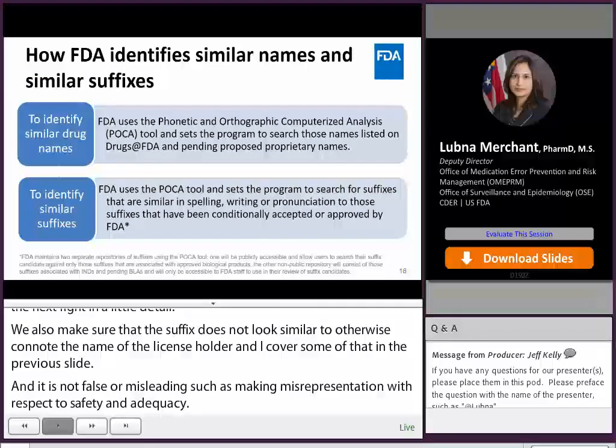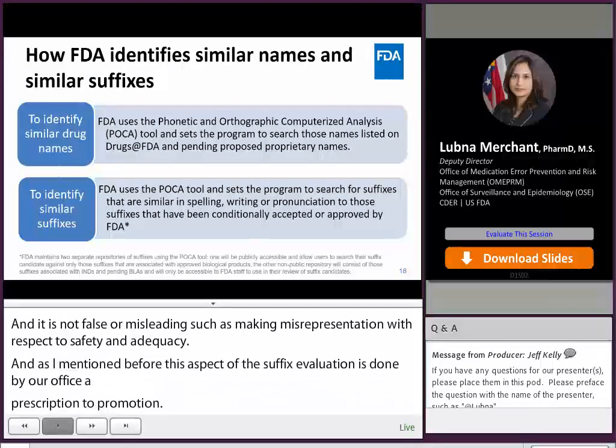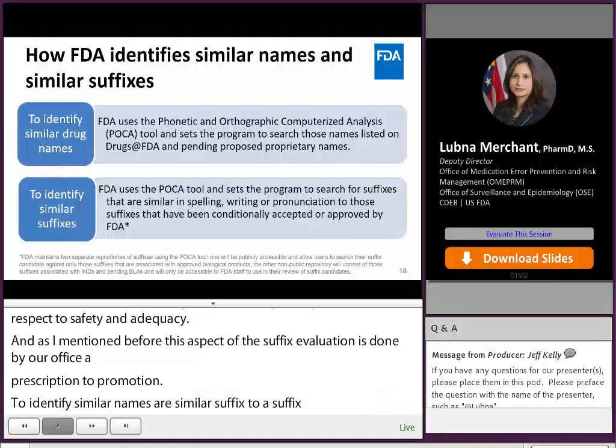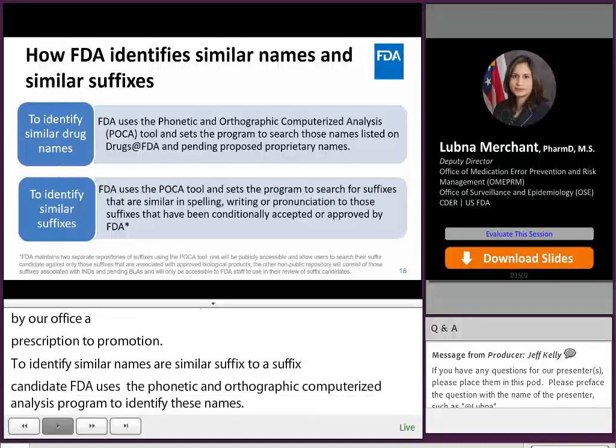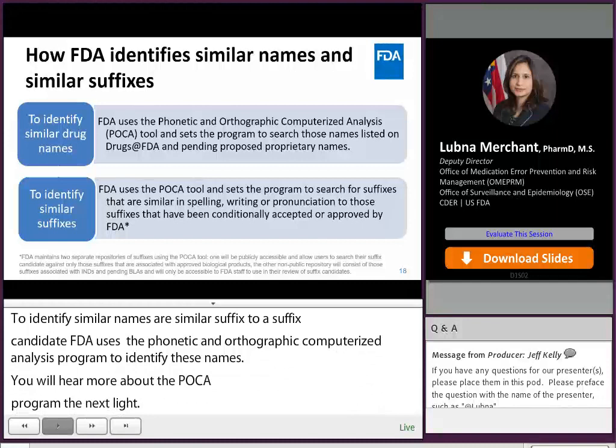To identify similar names or similar suffix to a suffix candidate, FDA uses the POCA, or the Phonetic and Orthographic Computer Analysis Program, to identify these similar suffixes or similar names. You'll hear more about the POCA program in the next presentation on the proprietary names. But in a nutshell, the POCA program is a software tool that utilizes an advanced algorithm to determine the orthographic and phonetic similarity between either two drug names or two letter strings.